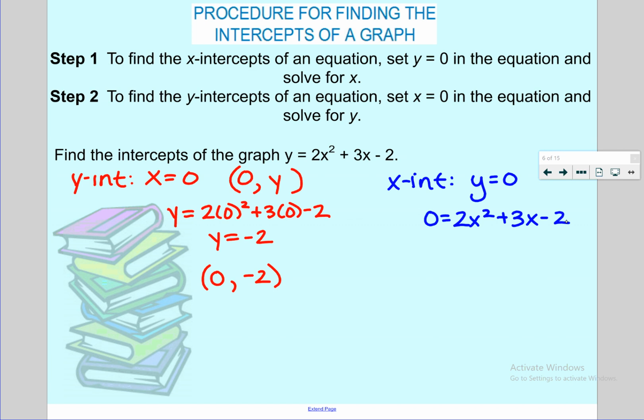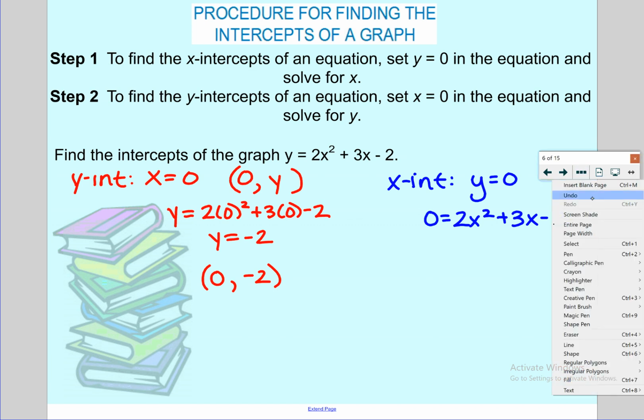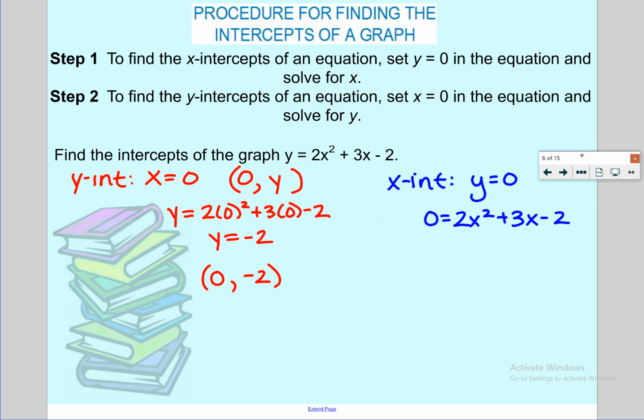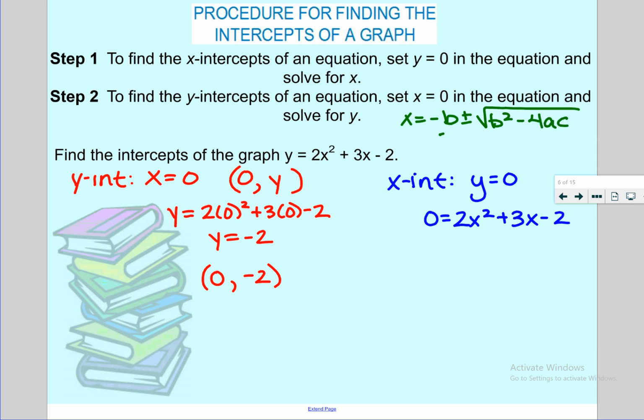Do we know our quadratic formula? Do we need to maybe put it on the board just to make sure? I expect that you have your quadratic formula memorized. If not, look at YouTube videos of songs of the quadratic formula. It's an excellent way to memorize it, get it stuck in your head. All right, so there's our quadratic formula.